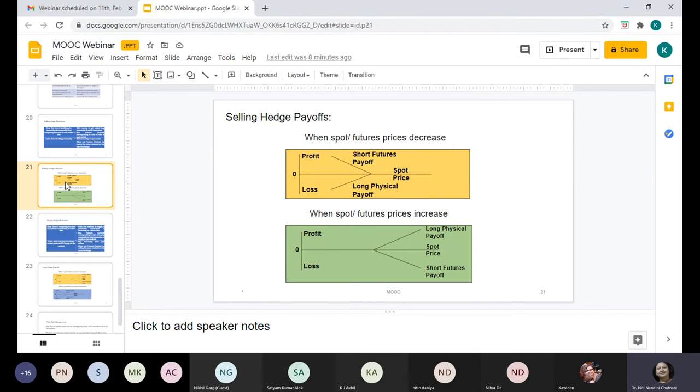If there is a fall in the price of the commodity, then indeed the seller will suffer a loss in the spot market. But because the seller has sold a futures contract, due to the fall in the price of the commodity, the seller will be able to buy back the futures contract at a lower price and make a profit in the futures market. So the loss in the spot market will be compensated by the profit in the futures market. Right? I will not say exactly compensated. Sometimes the profit in the futures market may be more than the loss in the spot market. Sometimes it may be less, but it will be a very small difference between the profit or loss in one market and the loss or profit in the other market.